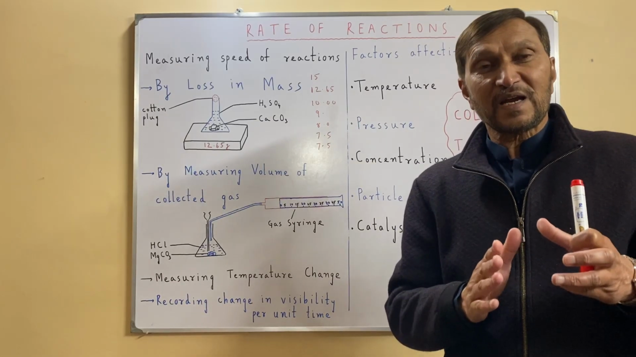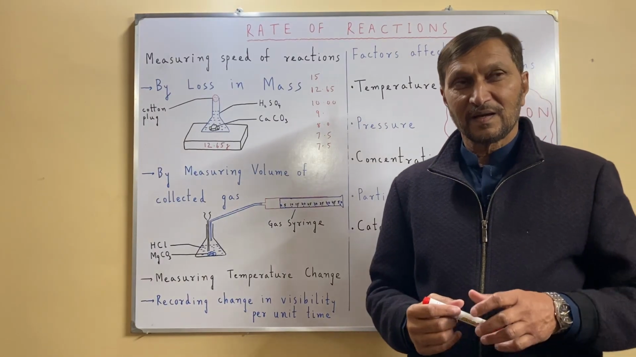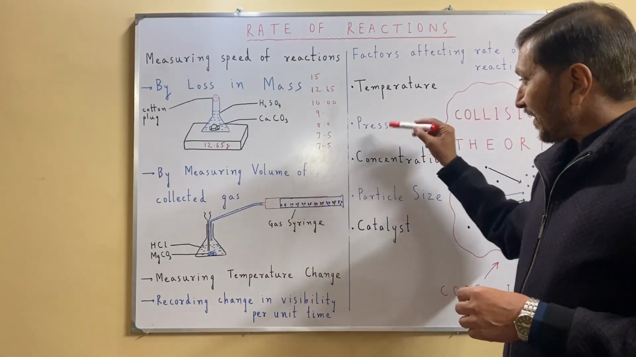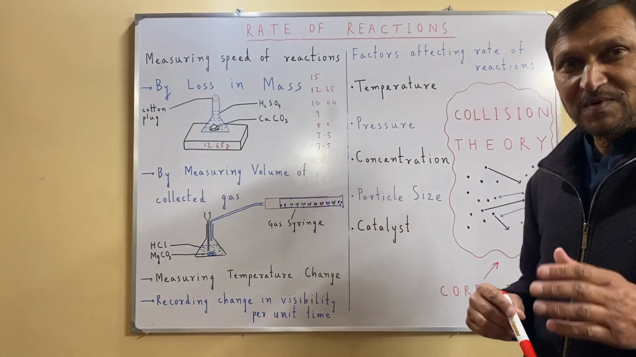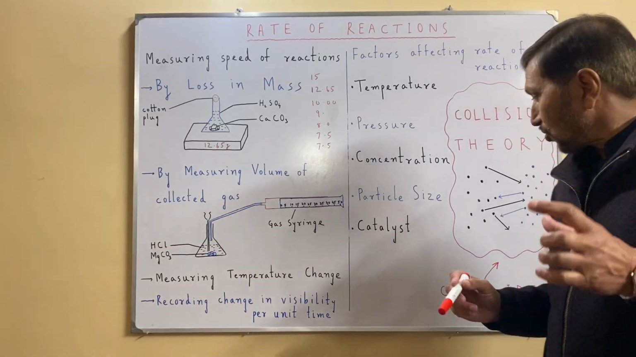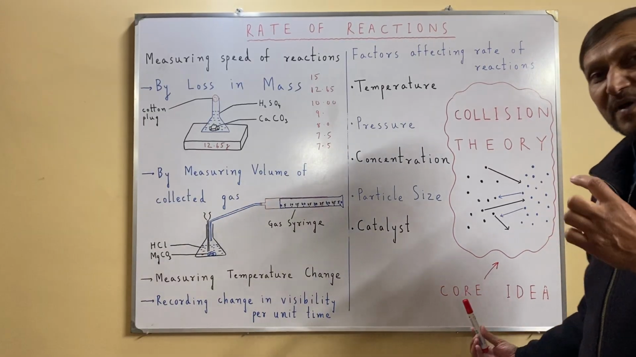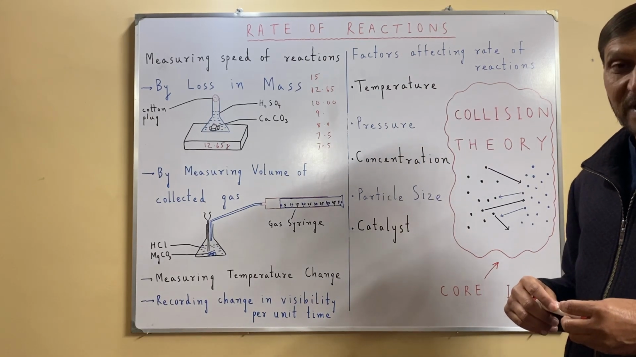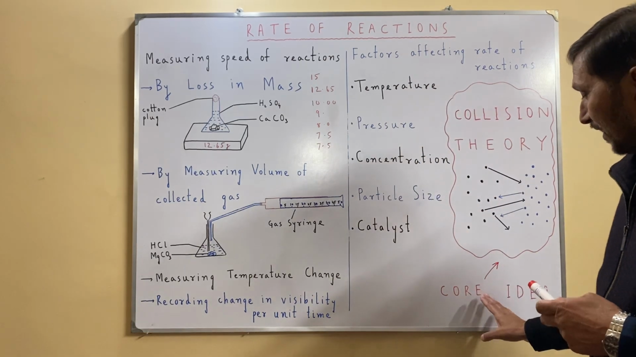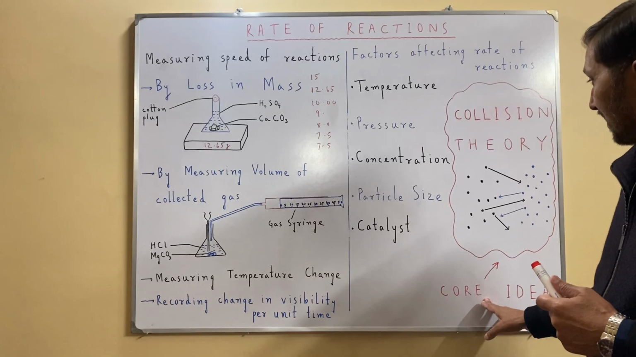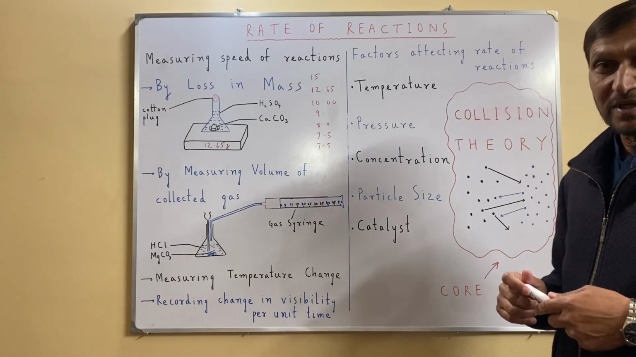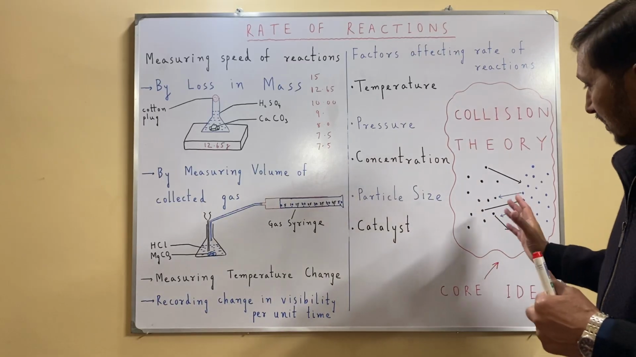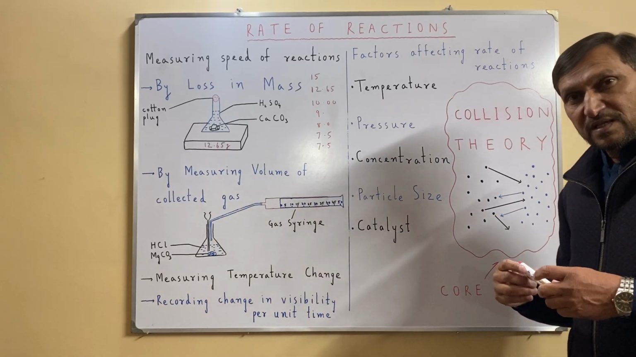Now let us understand them one by one. Before explaining these factors which affect the speed of reaction, let me tell you the core idea or the main idea behind them. And this main idea is the collision theory of particles.